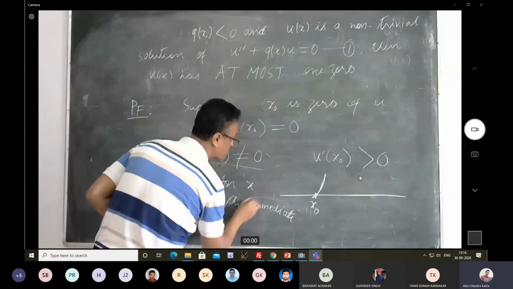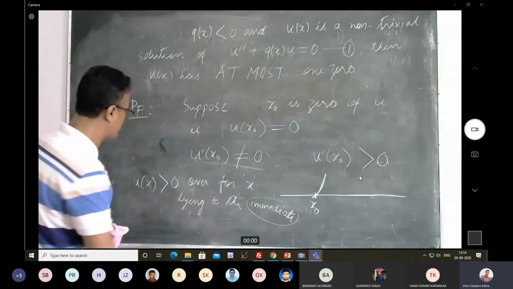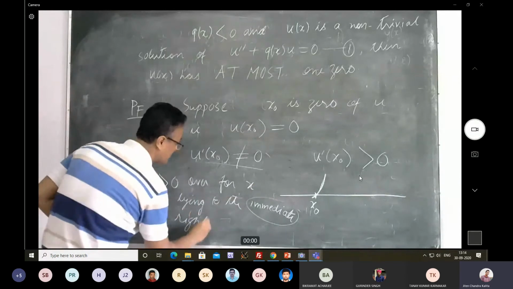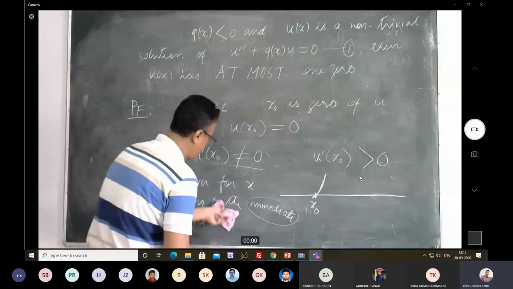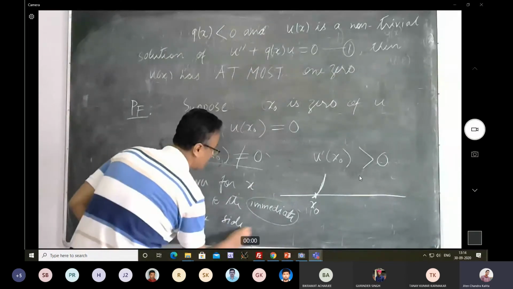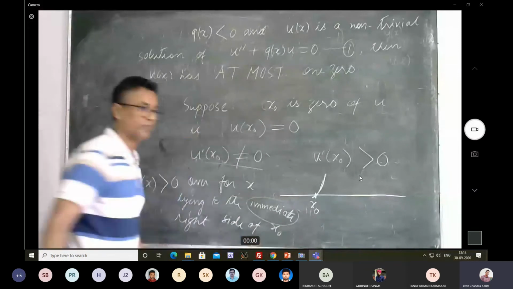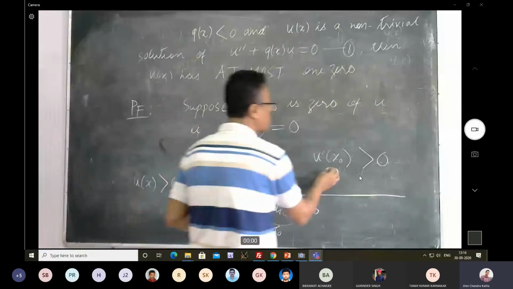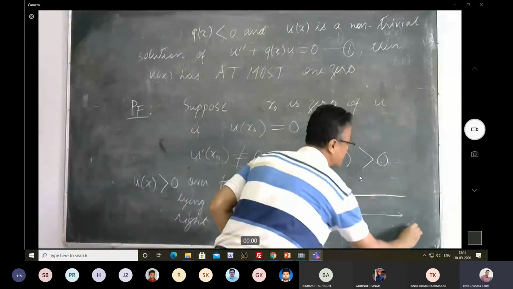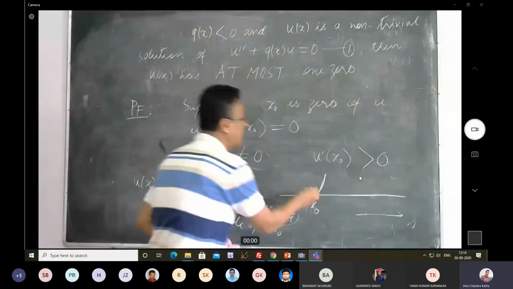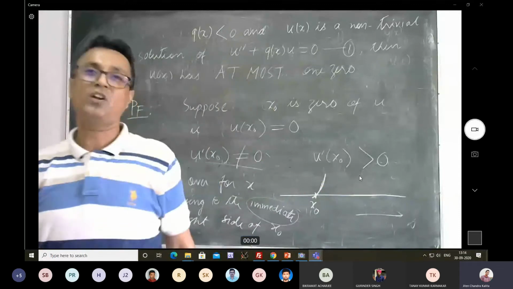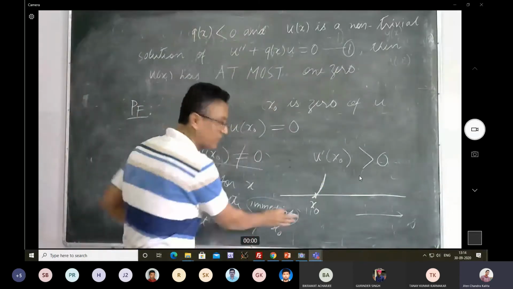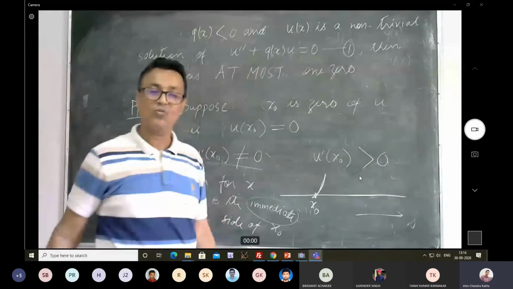for x in the immediate right side of x naught. I am using the word immediate, although it is not in the book. I'm not bothered about when x is tending to infinity. For the time being, I am only interested in the right neighborhood of x naught. Is it fine with everybody till now?